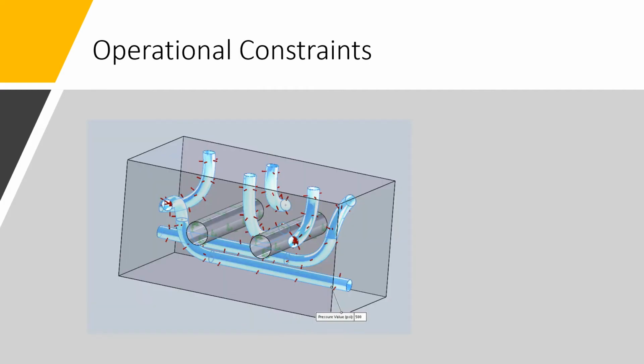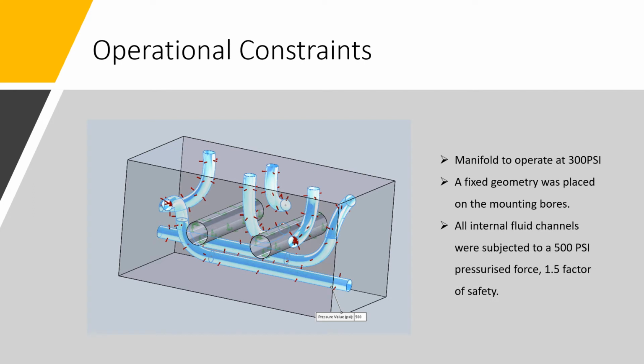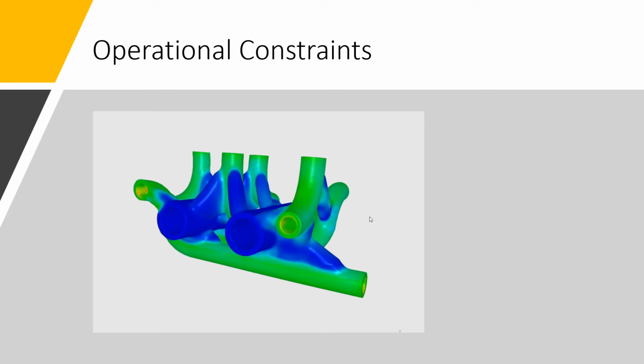Prior to running the topology study, the loading conditions were applied to the model to ensure the optimized design meets required constraints. The manifold is to operate at 300 psi during normal working conditions. A fixed geometry was placed on the mounting bores. All internal fluid channels were subjected to a 500 psi pressurized force, ensuring that a 1.5 factor of safety is achieved in the optimized design.